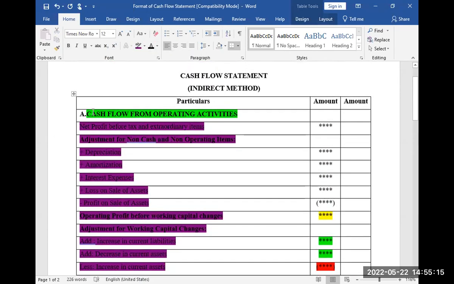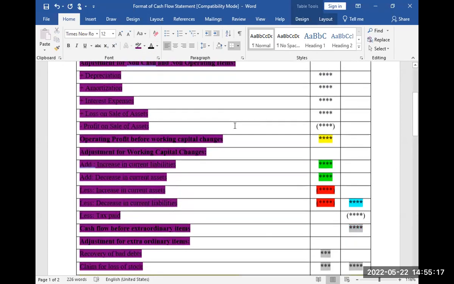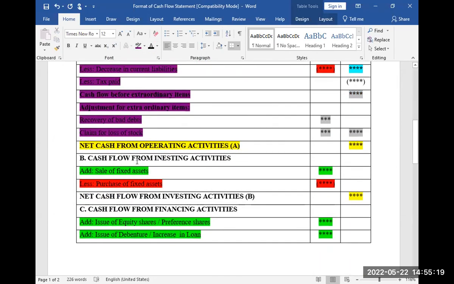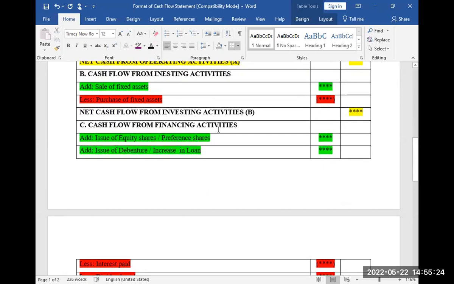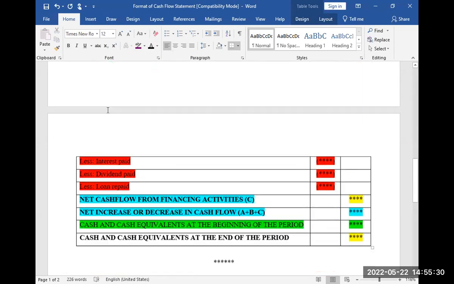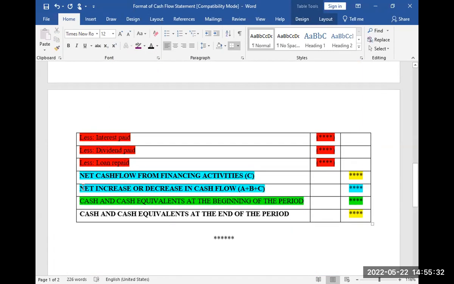We are finding out first cash flow from operating activities, and then cash flow from investing activities, and then cash flow from financing activity. These three put together, added together, plus the opening balance of cash. Look at this: net opening balance of cash.